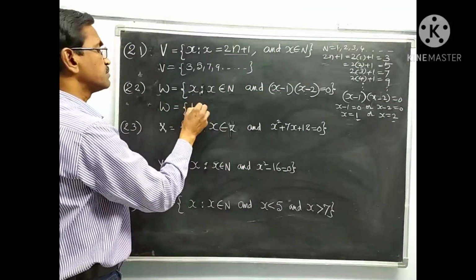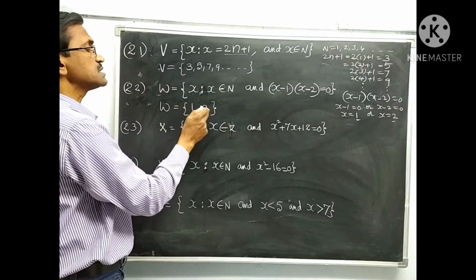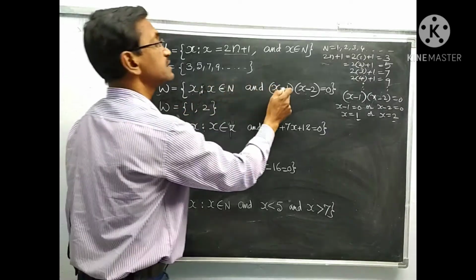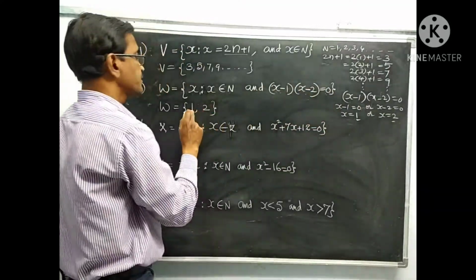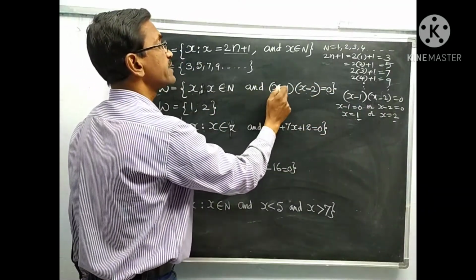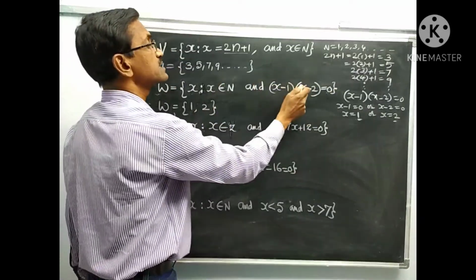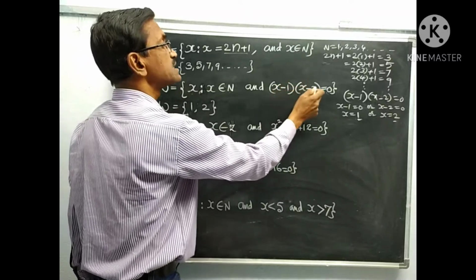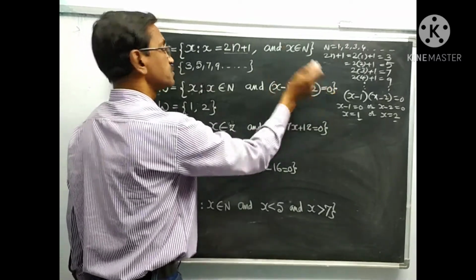So W is the set of numbers 1 and 2. These elements satisfy this equation. If we substitute these elements, we get 0. If we write 1 in place of x, 1 minus 1 is 0, and 0 into something is 0. If you write 2 in place of x, 2 minus 1 into 2 minus 2: 2 minus 1 is 1, 2 minus 2 is 0, and 0 into something is 0.